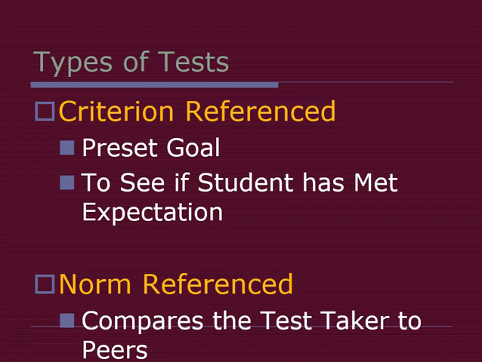So if the highest score was 100% and the lowest score was an 80%, under criterion reference, everybody could probably pass. But under normed reference, a person who got an 80% would actually fail because, compared to everybody else, they had the lowest score.